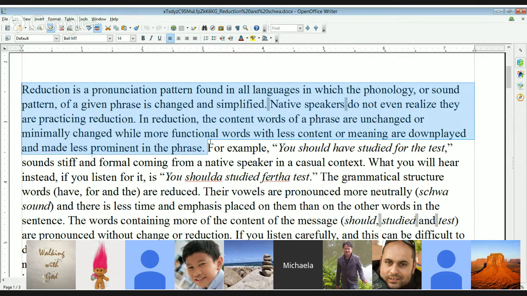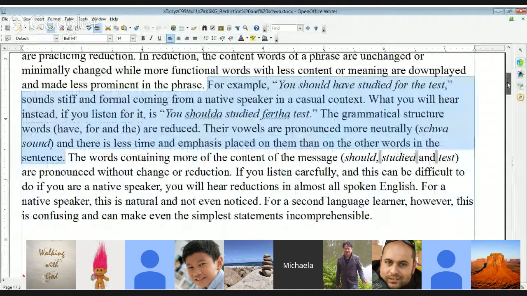Arena, go ahead and read the next short section here that includes an example. Okay. For example, "you should have studied for the test" sounds stiff and formal coming from a native speaker in a casual context. What you will hear instead, if you listen for it, is "you should've studied for the test." I don't know how to... It probably sounds like "I dunno." You should've studied for the test. Mm-hmm. The grammatical structure words have, for, and the are reduced.